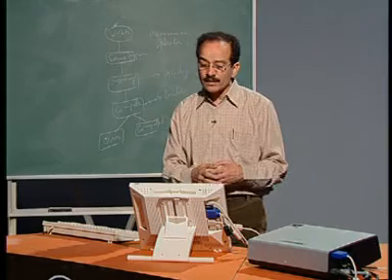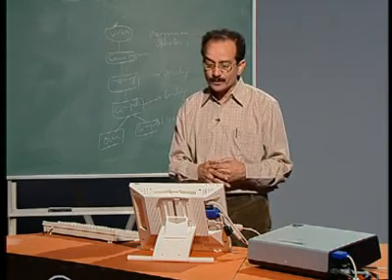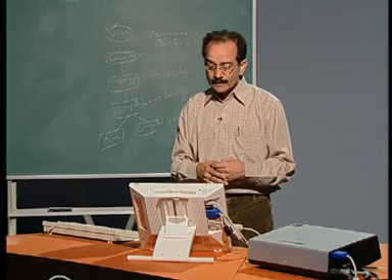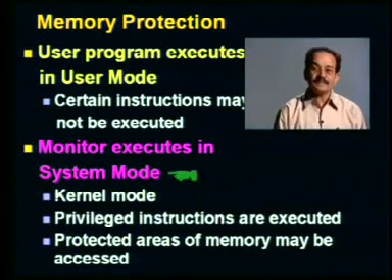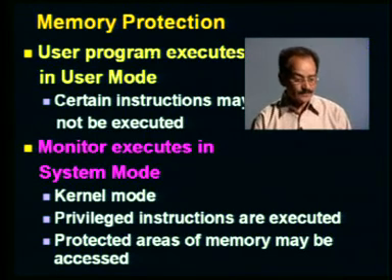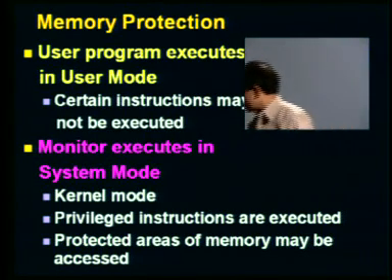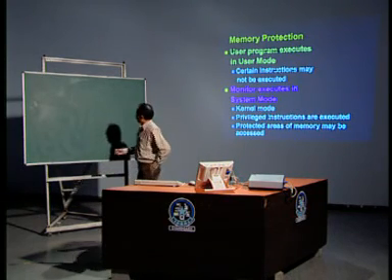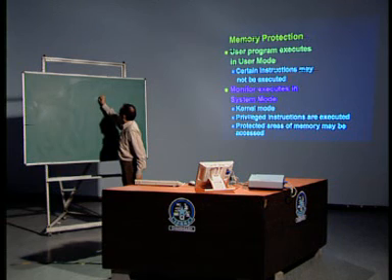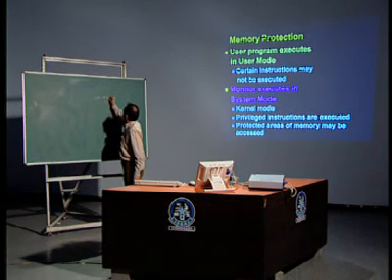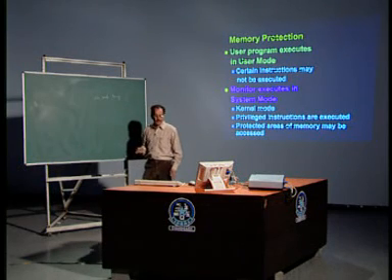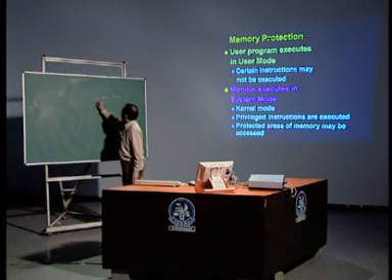Now, we have to think about some sort of method for memory protection, that is, a user program executes in a user mode, and the monitor executes in a system mode. So there are two types of execution there. We have a user mode, and we have a user mode memory or the system mode.